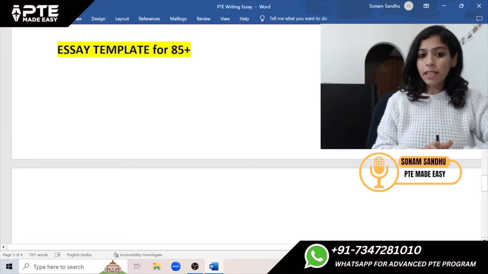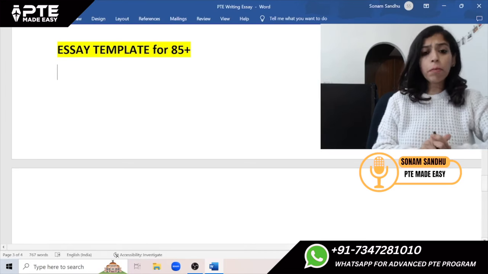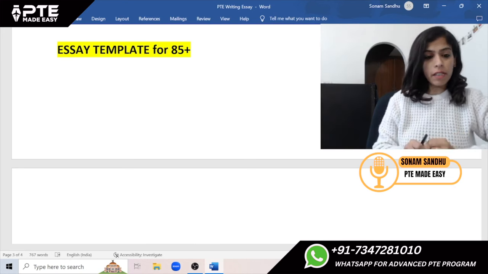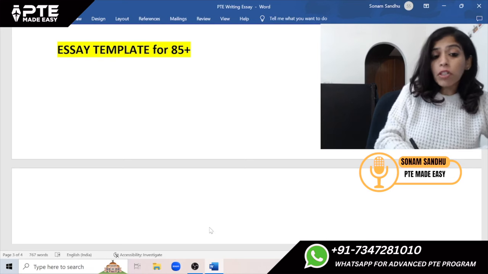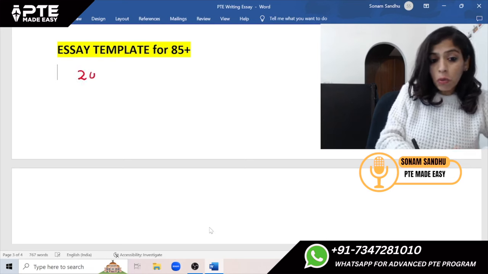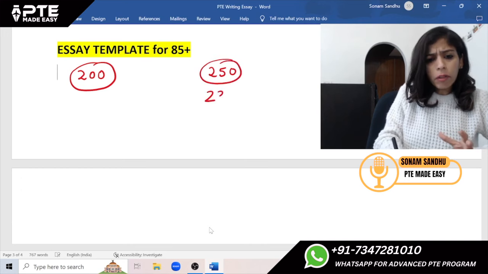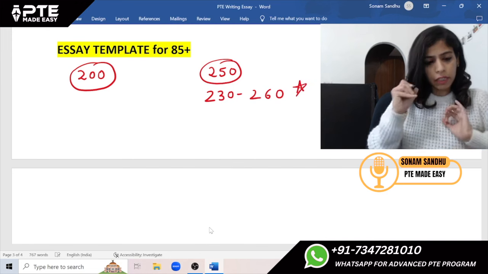Let's look at the essay template now. But before we proceed on to the template, we should know how many words we need to write in a PTE essay. Basically, when we are talking about an essay, they say that we have to write 200 words. But I always suggest it's better to write 250 words, more than enough. Somewhere between 230 to 260, perfect.